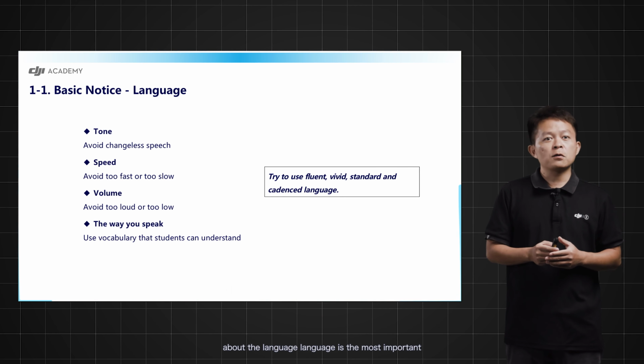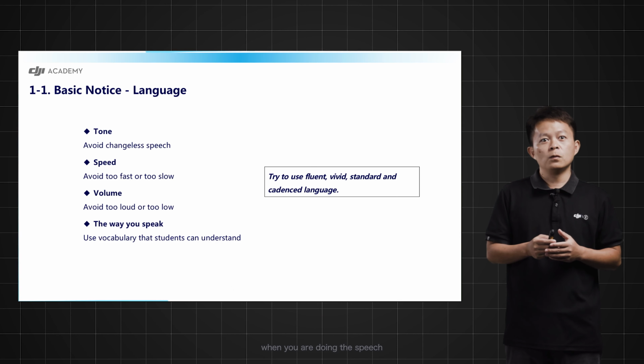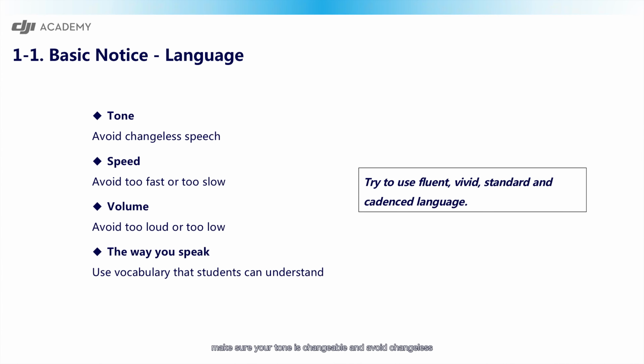Firstly, about the language. Language is the most important factor when you are doing the speech. When you are doing the presentation, please make sure your tone is changeable and avoid changeless speech. In another way, please make your language vivid.